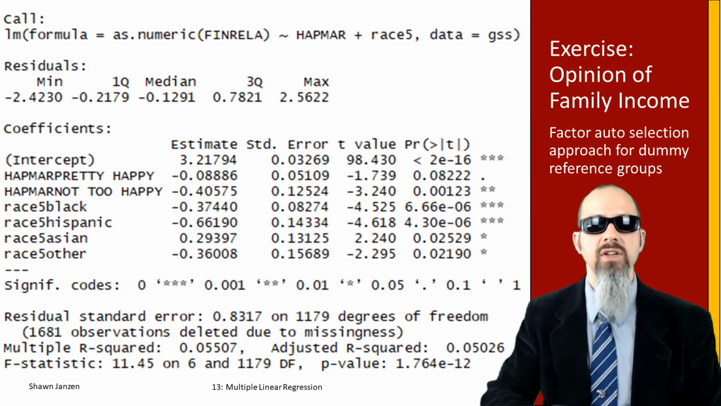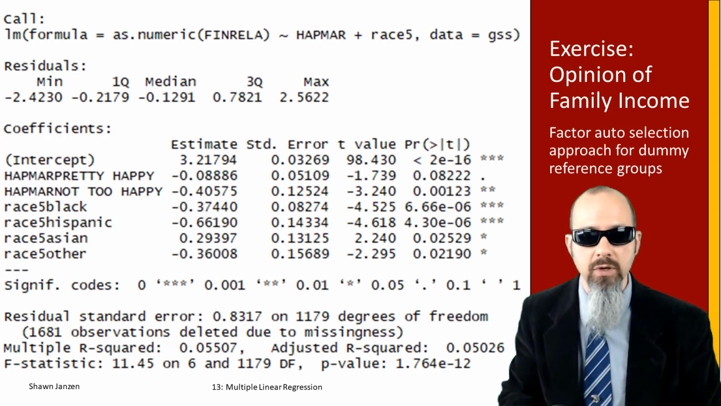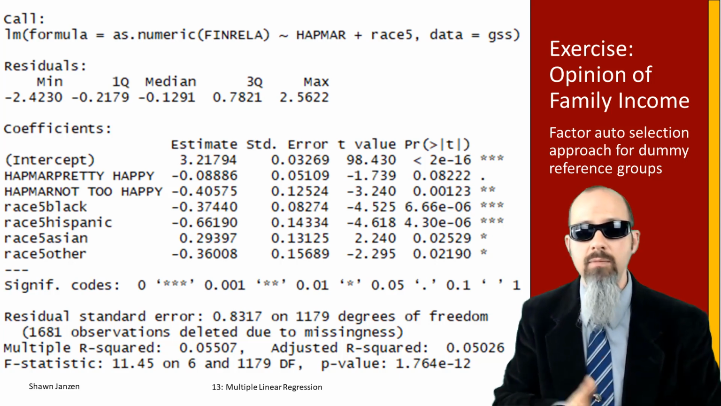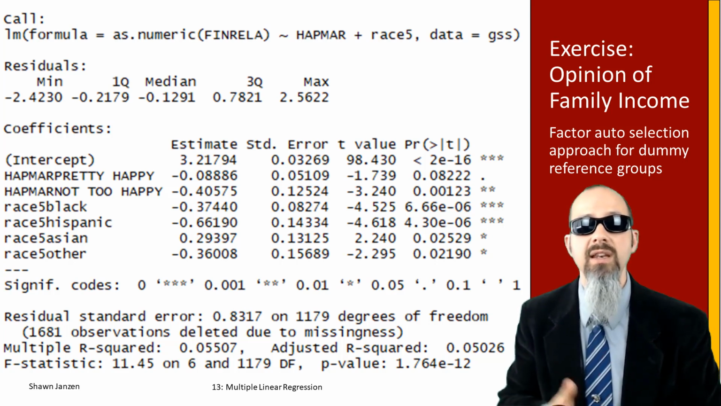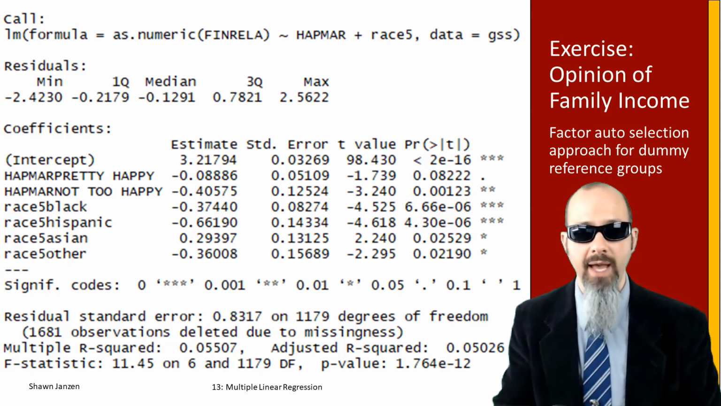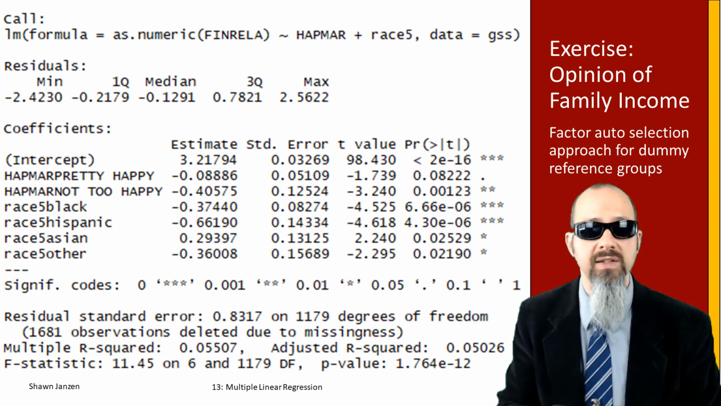So what it's going to do here is automatically create the dummies for me, pulling out the first one as the reference group. Under the coefficients name, it's going to write the name of the variable as you have it, and then immediately thereafter, with no space, write the name of that particular level as that group. So we can see race5Black, race5Hispanic, race5Asian, and race5Other, with no spaces in between the 5 and the B in Black, H in Hispanic, A in Asian, and so on.